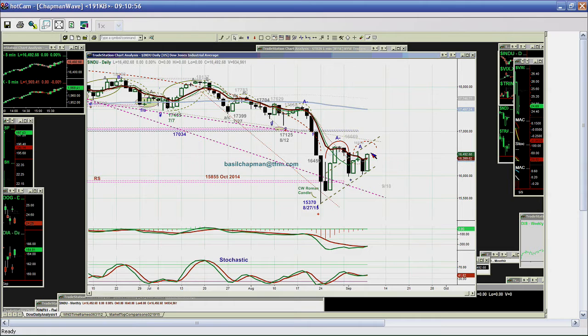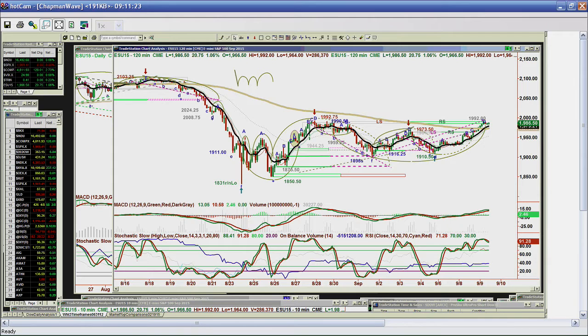That suggests very strongly that the resistance lines, a number of them coming in right in this area of 16,700, is going to be formidable resistance, and that in the 120-minute chart, now I'm going to go to the 120-minute chart of the Dow. Let me just move this away. Okay, here it is. I wonder if I've actually notated it.